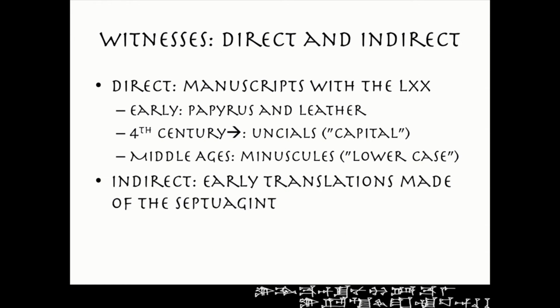But indirect witnesses are those early translations that are made of the Septuagint. So they're important in the sense that we can look at them and try to get at what the Septuagint was saying. But remember, now you're talking about translation of a translation.